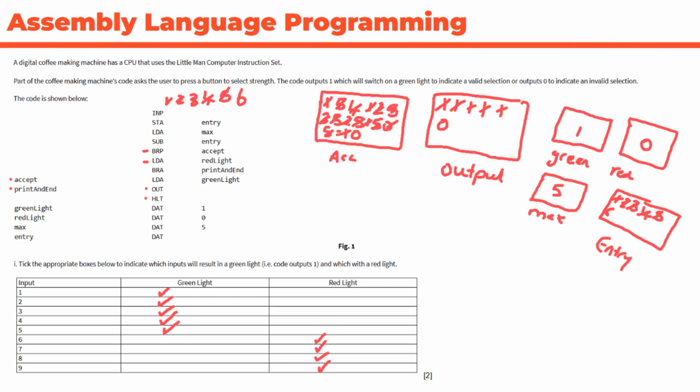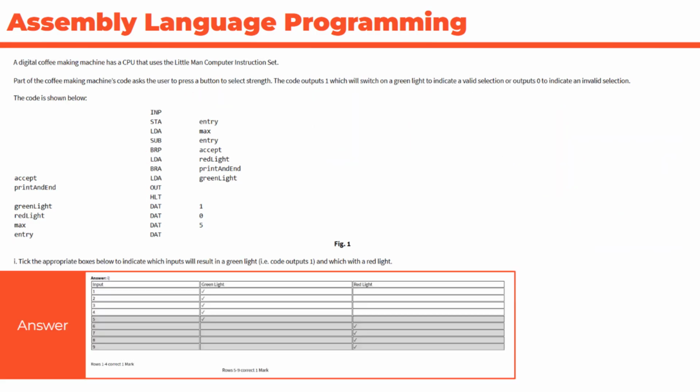So we've got 1, 2, 3, 4. We've got 5 ticks in green and 4 ticks in red. Were we right? Rows 1 to 4, correct, 1 mark. Well, we got all of those. Rows 5 to 9, correct. So that was green as well, so we got that. And we got 4 red ones. So well done to us, 2 marks in the bag.